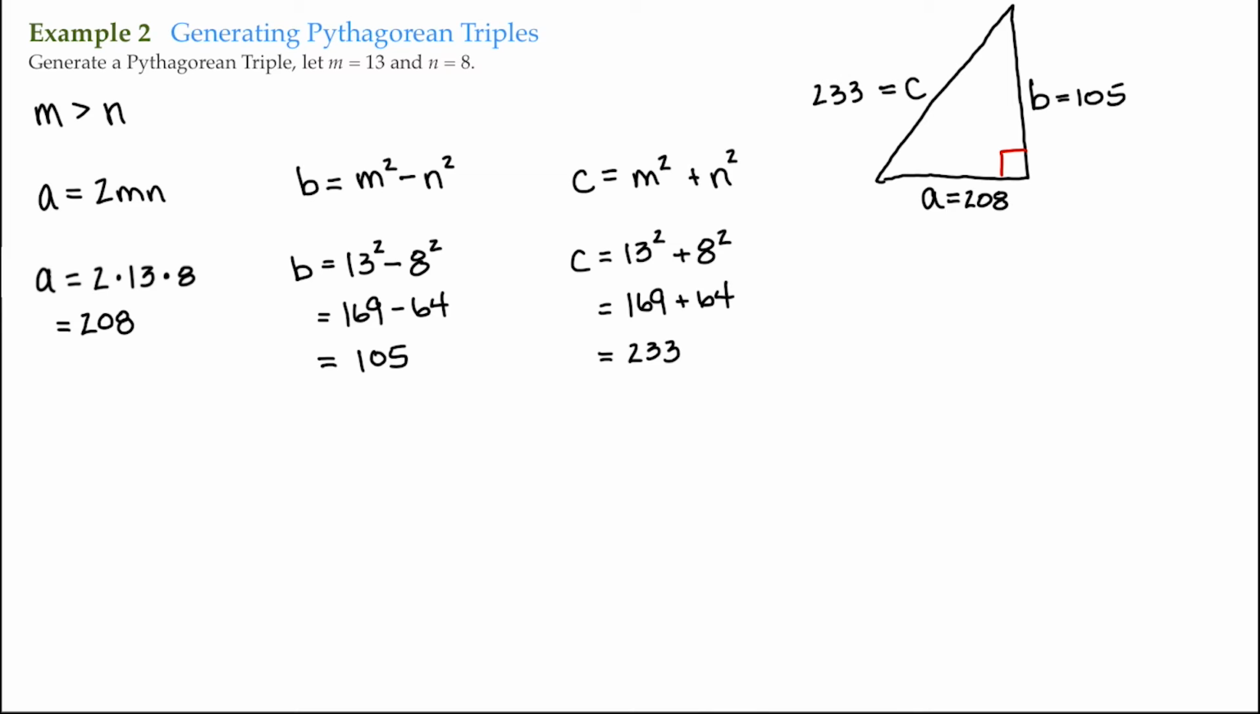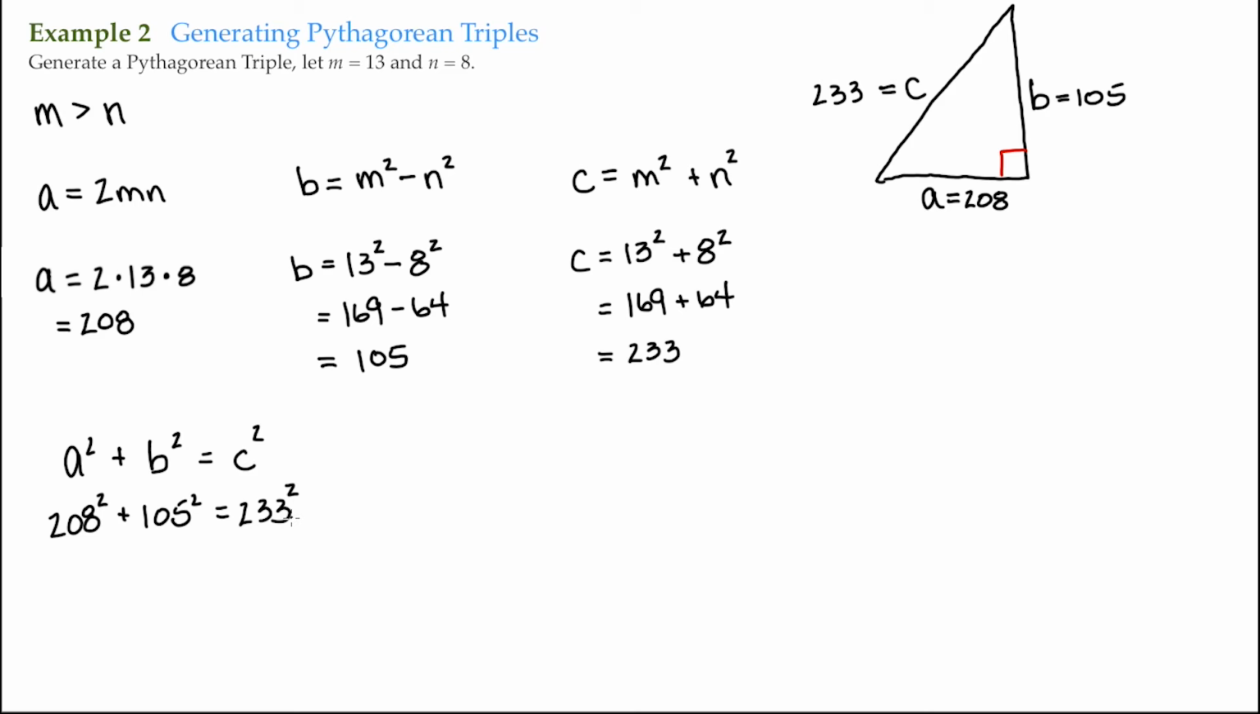Now we can use the Pythagorean theorem to check to see if this is true. And of course, the Pythagorean theorem is a squared plus b squared should equal c squared. A is 208, so that's 208 squared, plus b squared, that's 105 squared. That should be equal to c squared, 233 squared.